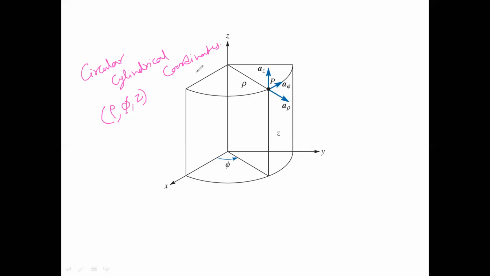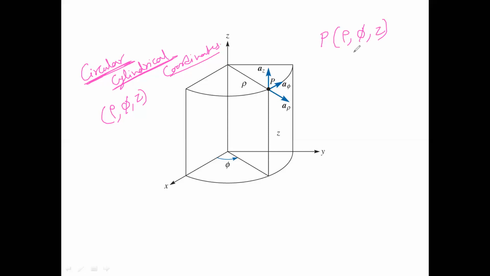The system gets its name because its shape looks cylindrical, with a certain height, and it is in a circular shape. That is why it is called circular cylindrical, and the coordinates are represented with rho, phi, z. So the point P in this system is represented with rho, phi, z.